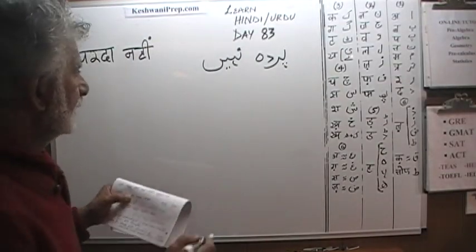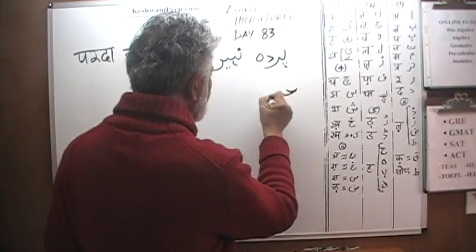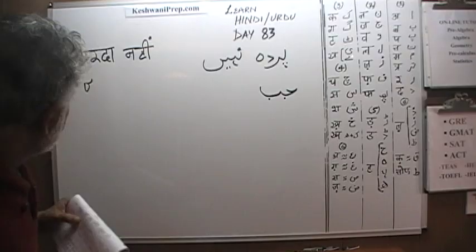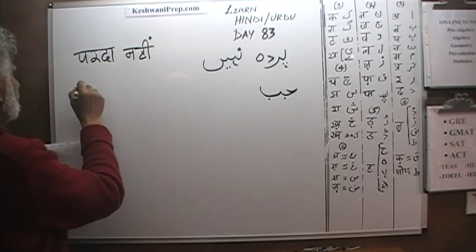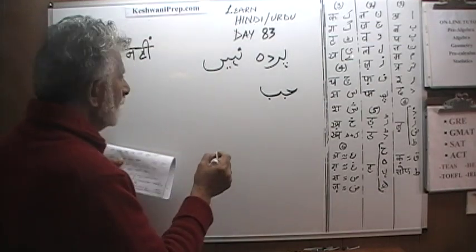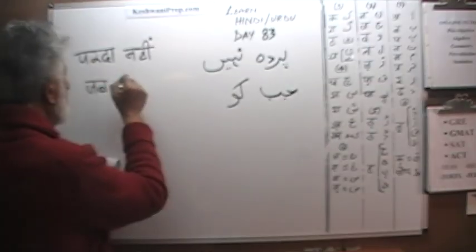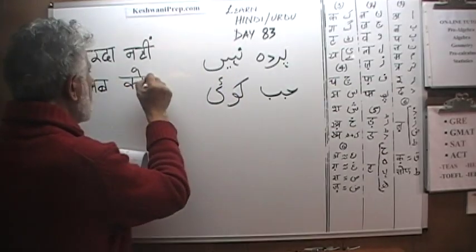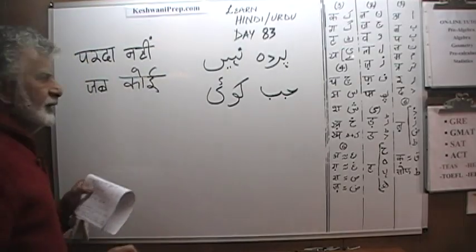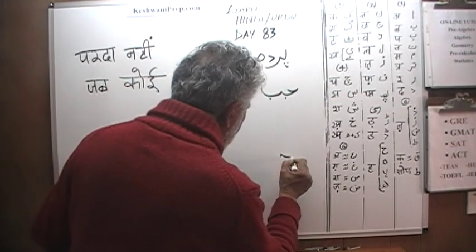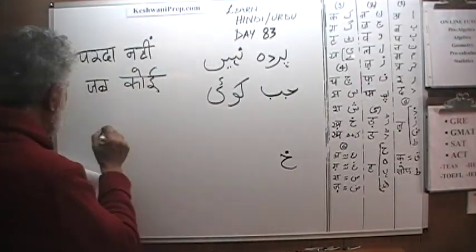Parda nahin. Jab. Jeem and be. Jab. Parda nahin jab ko, E. We have done this word many times, so I'm not going to spend the time here. Parda nahin jab koi khuda. Khe. That's a kh.